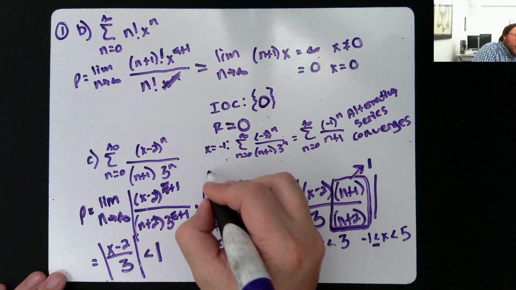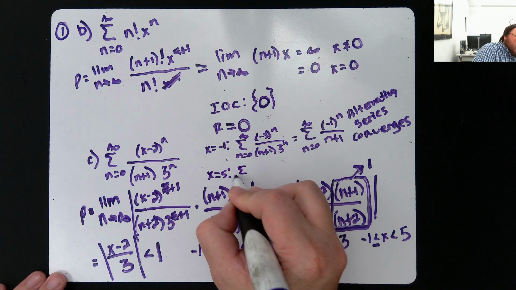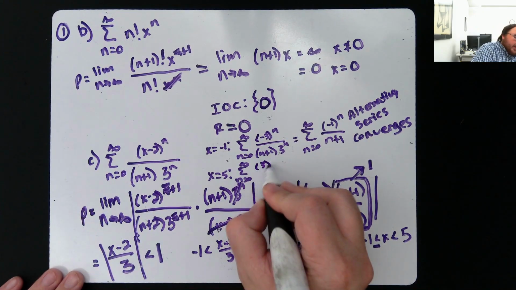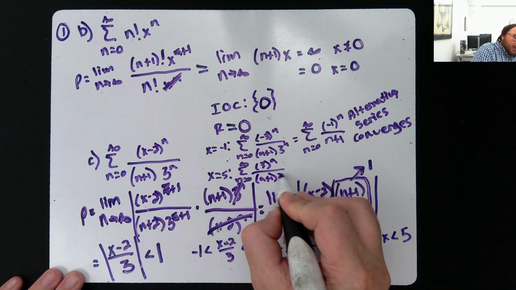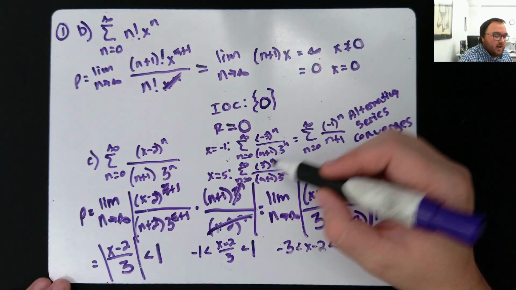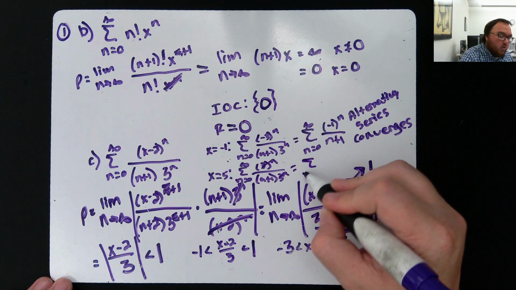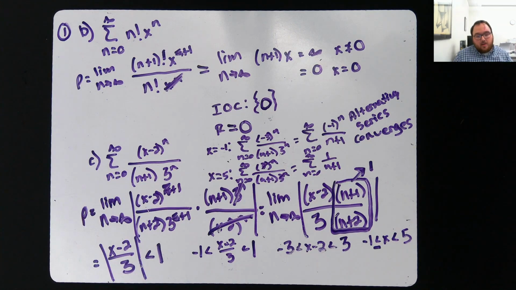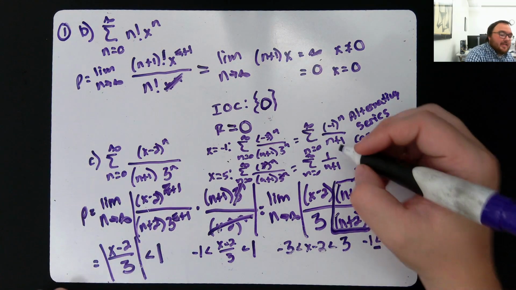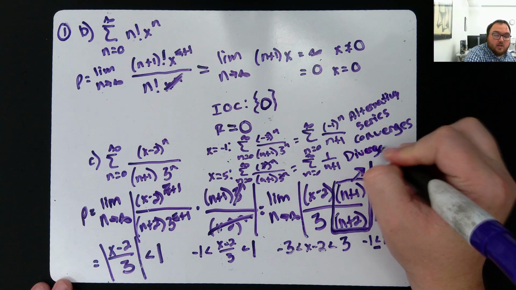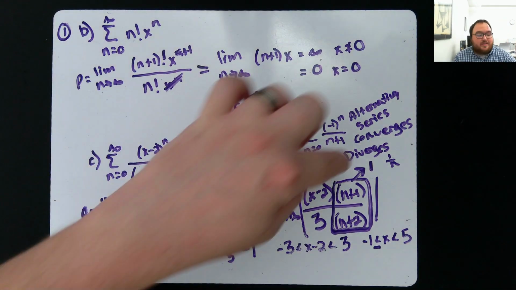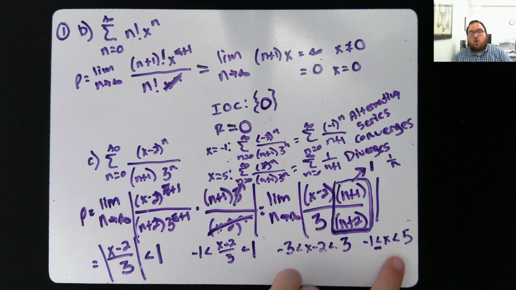Now I've got to try it at 5. At x equal to 5, I get the sum from n equals 0 to infinity. 5 minus 2 is 3. So that's going to be 3 to the n over (n plus 1) times 3 to the n. The 3 to the n's cancel out, leaving me with just 1 over n plus 1. I can use the limit comparison test with 1 over n to see that this diverges, because I can compare it to the harmonic series, which is 1 over n. So when x is equal to 5, it diverges. So it does not work at the 5.